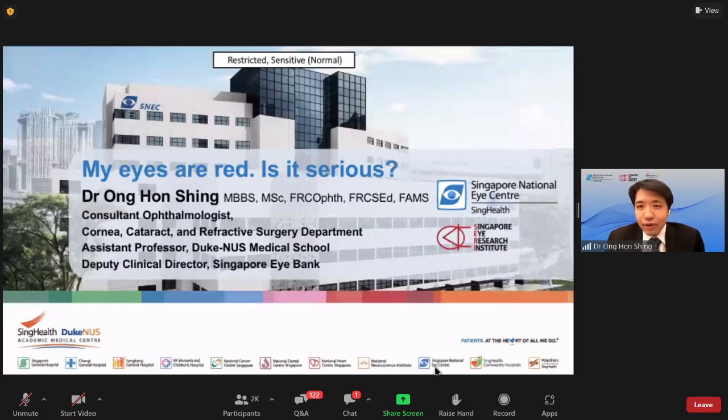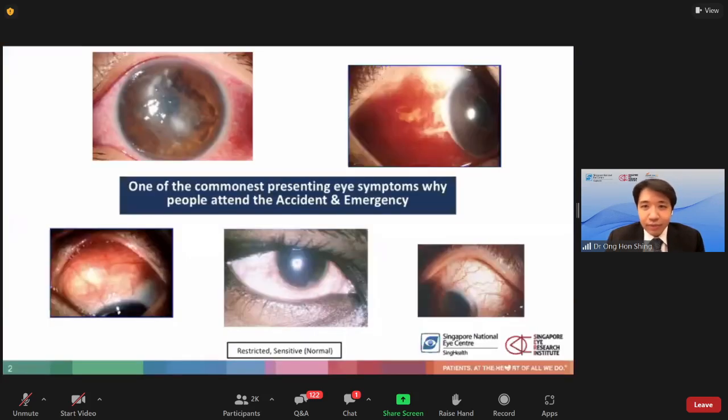You've just heard some talks on cataracts, glaucoma, and retinal diseases. I will now focus on a common symptom that many of you would probably have experienced at some point in your life. The symptom is red eyes. And the topic of my talk is: my eyes are red. Is it serious? So why is this topic relevant?